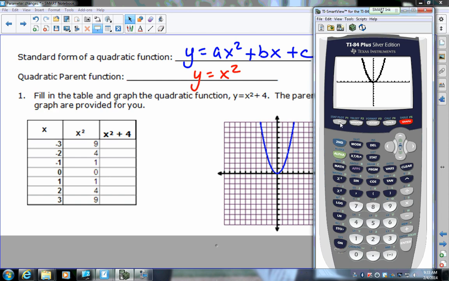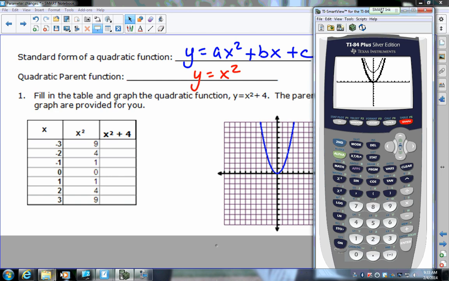So now when we go to y equals and we go to y2, I want you to put in there x squared plus 4. Now if you press graph, let's look at this and see. What do you notice about the vertex of this new parabola? The vertex is higher. Okay?